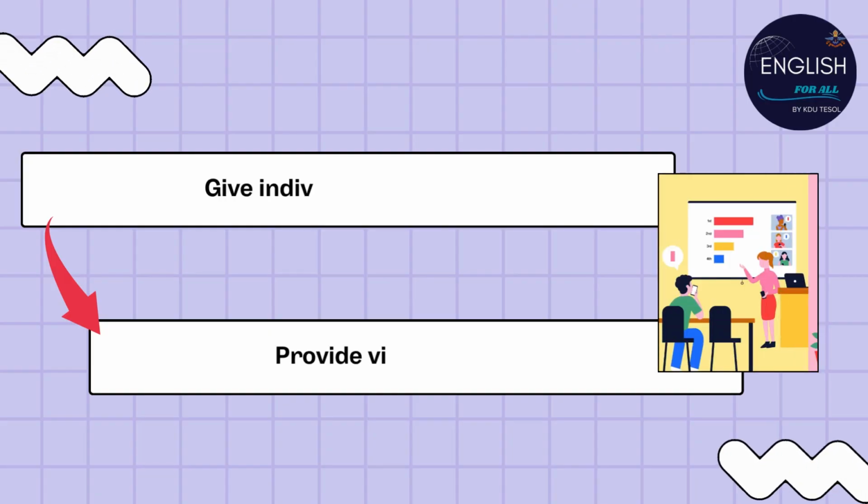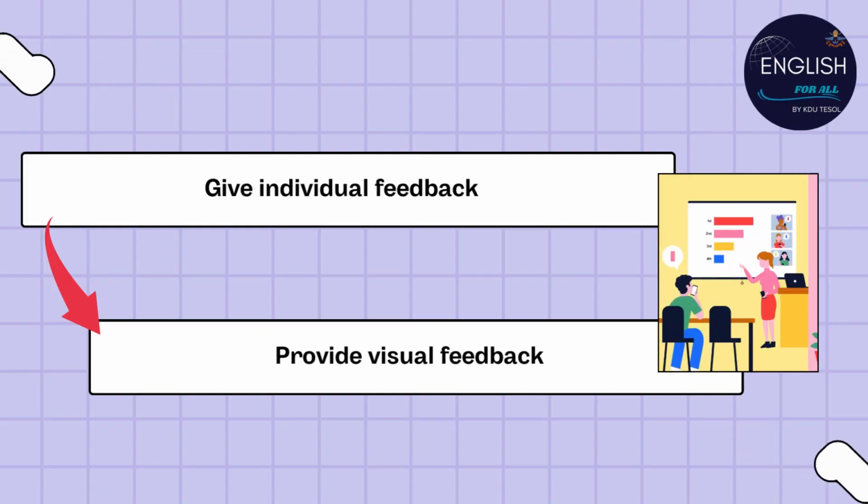Our next tip is providing individual feedback. This is an important part of teaching. It means giving each student specific advice and comments based on their performance. This helps them understand what they are doing well and what they have to improve. Individual feedback is especially important in an inclusive classroom because it gives guidance to each student's unique needs and abilities, ensuring that everyone can progress and succeed.